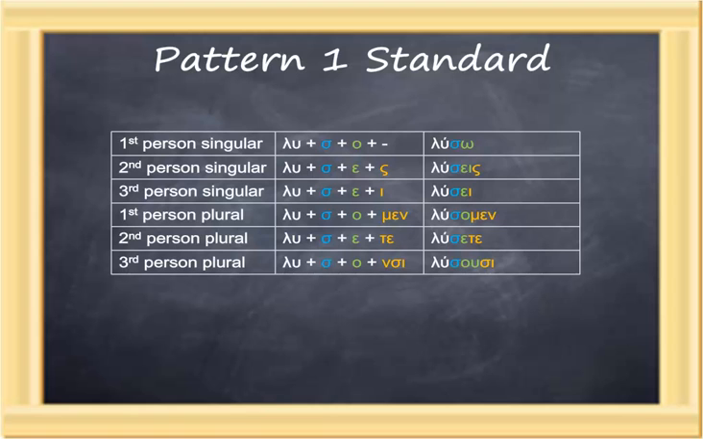Our paradigm verb, leo, is such a pattern 1 standard, where 4 elements go together: the stem, the tense formative, the connecting vowel, and the personal ending, forming our futures. Liso, lises, lise, lisomen, lisete, lisousi. Very simple. We know that one quite well.